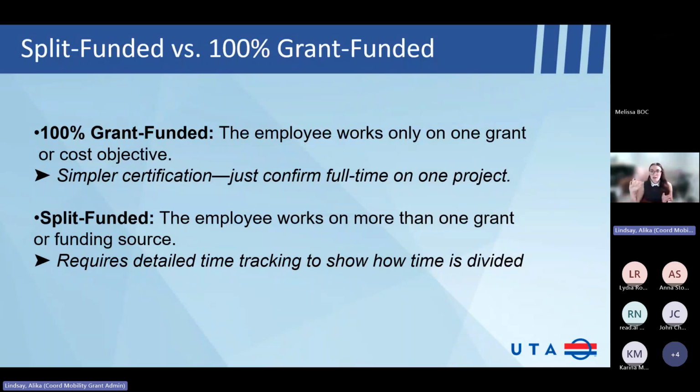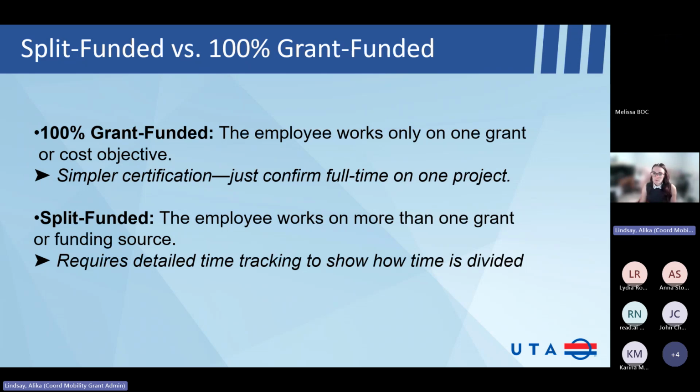Split funded versus 100% grant funded. 100% grant funded is the employee works only on one grant or cost objective. That type of stuff doesn't require as much paperwork. It's simple to certify. You could do an annual time and effort certification, or you can just show, yeah, they only work on this project. That's a lot easier. Split funded means that the employee works on more than one grant or funding source or cost objective, and you need to show a detailed time and tracking to show how their time is divided.